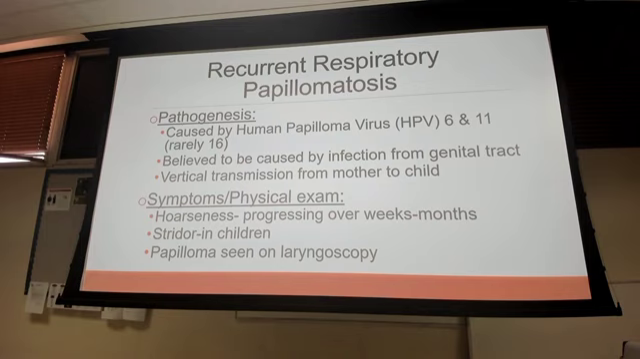So for recurrent respiratory papillomatosis, this is caused by the HPV, human papillomavirus, 6 and 11 primarily. It can be caused by 16. HPV is a sexually transmitted infection, right? So it's an STI, and it's believed to be transmitted from the genital region into the larynx and the oropharynx region, by way of multiple processes or from mother to baby.